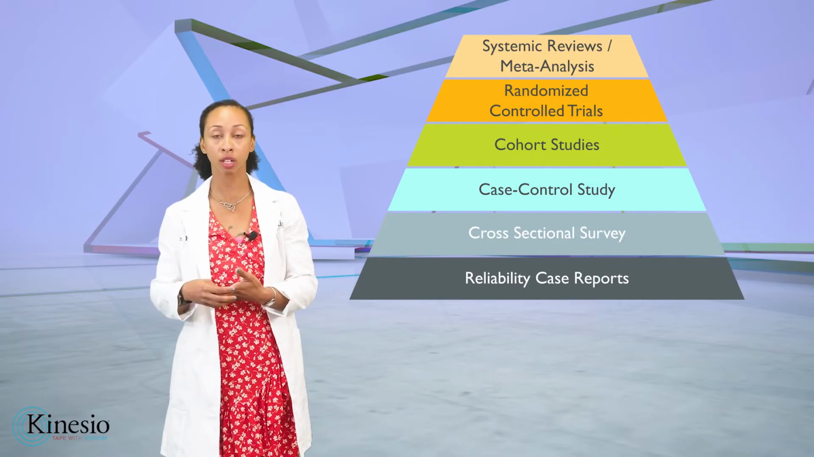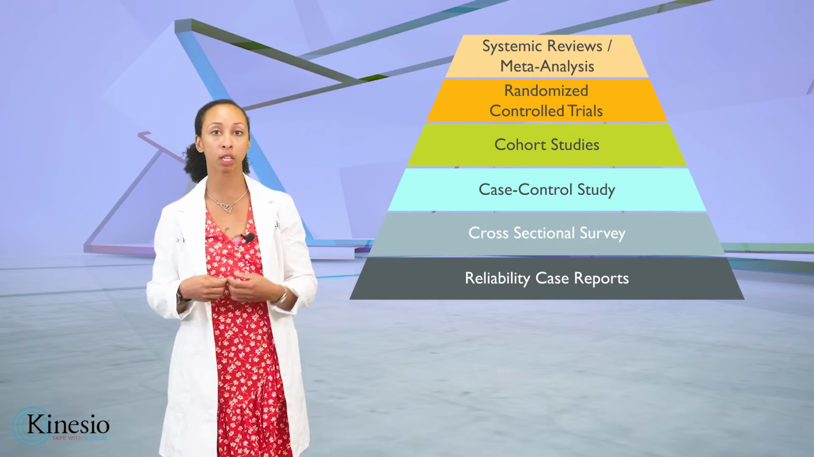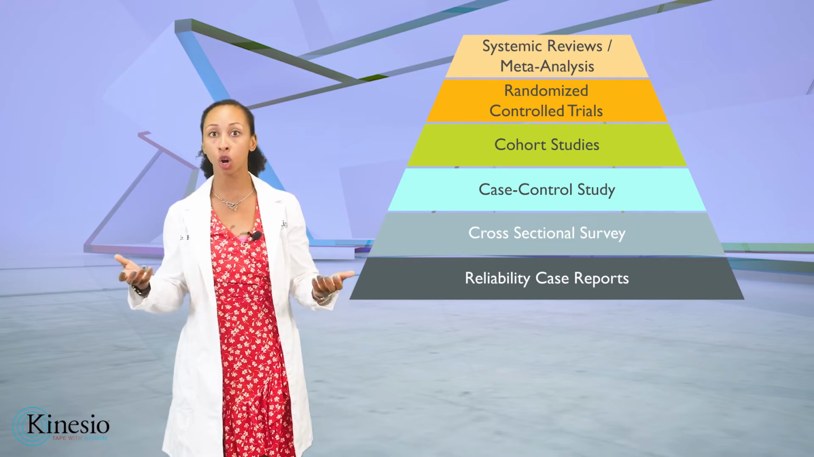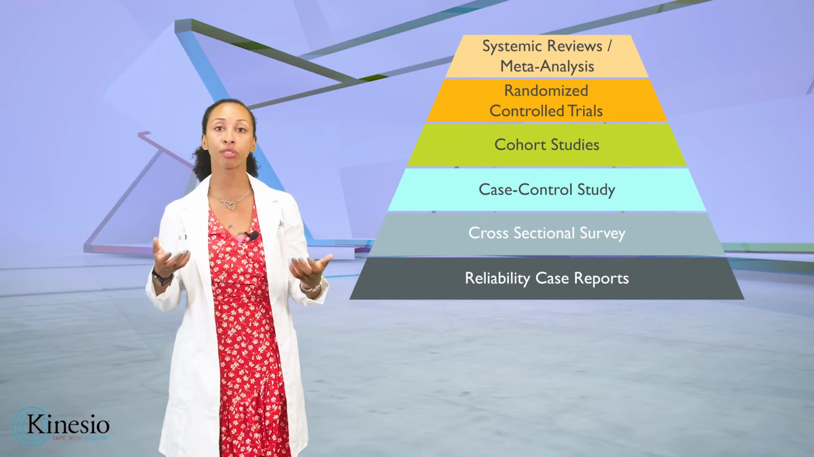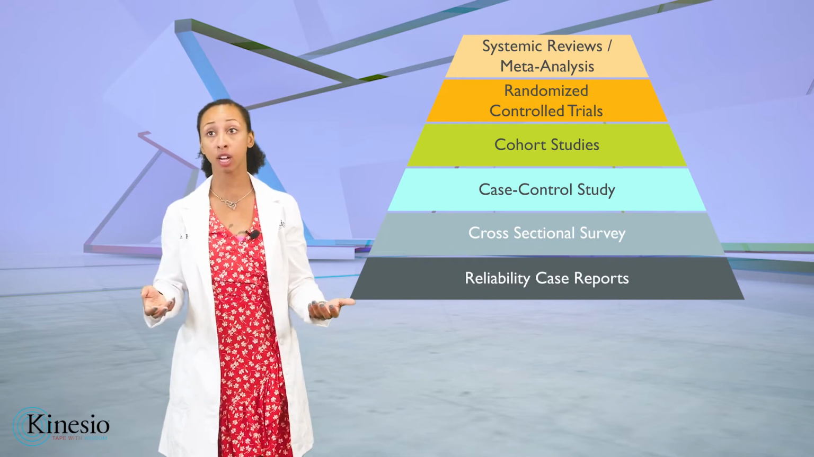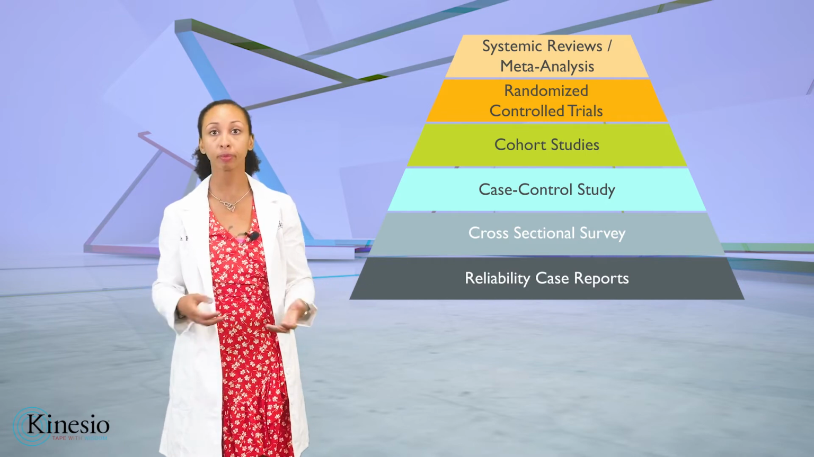A high quality RCT is double blinded. What I mean by that is that the participants and the doctors running the study do not know who's in which group. So this decreases the bias among the participants and the doctors, creating a high level of evidence.